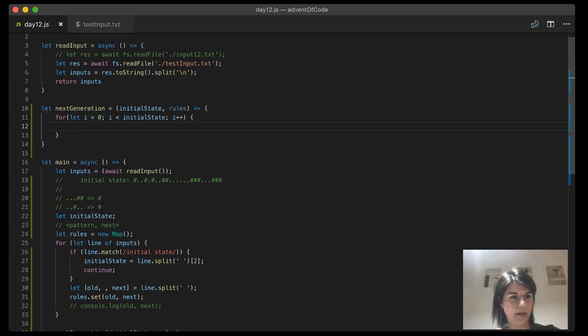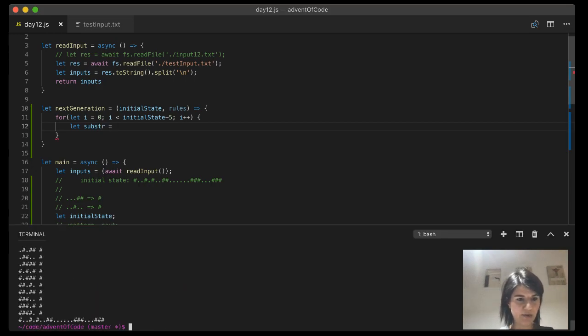Okay, I'm going through the initial state. My rules have all the input, and the input has length 5. So I think what I want to do is let substring, and honestly I can never remember the substring syntax, so let a equal 1, 2, 3, 4, 5, 6, 7, 8, 9, 10, 11, 12, 13, 14, 15, 16, 17, 18, 19, 20.